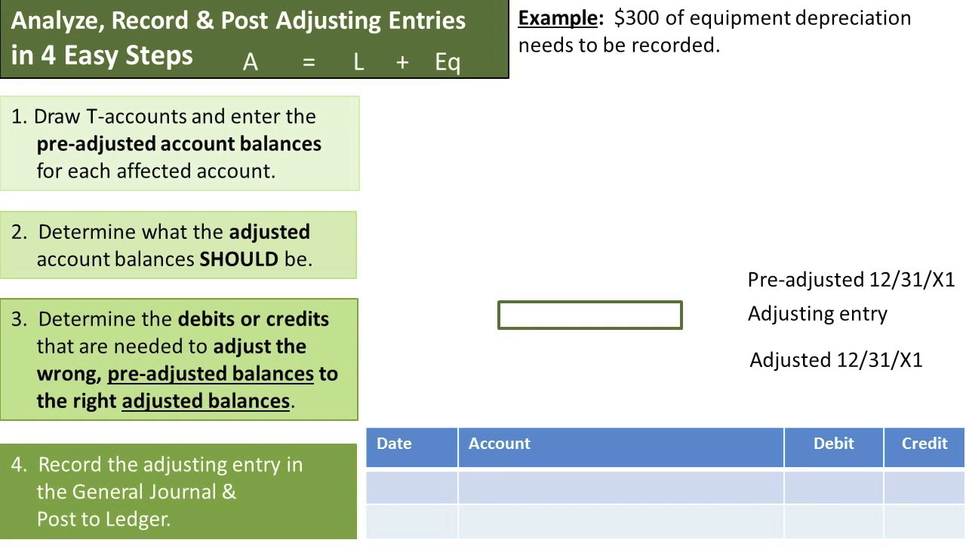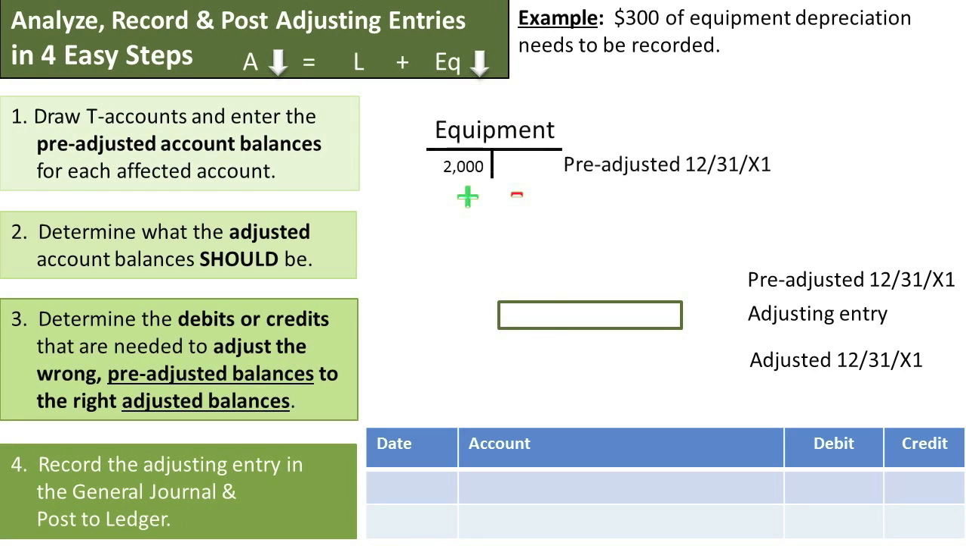$300 of equipment depreciation needs to be recorded. Depreciation is simply the expensing of a long-lived asset over the periods that are benefited. If we depreciate $300 of equipment, assets will go down and expenses will go up, thus decreasing equity.